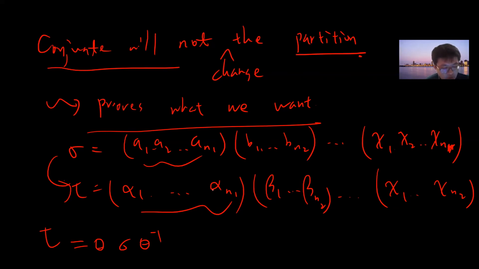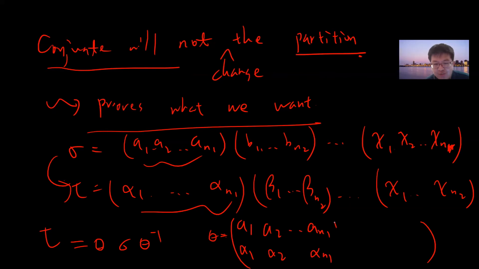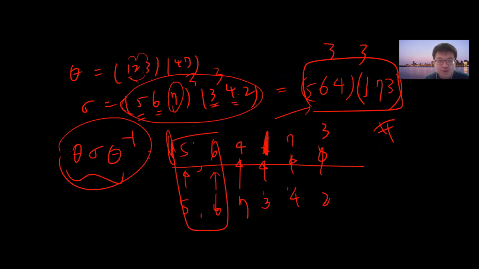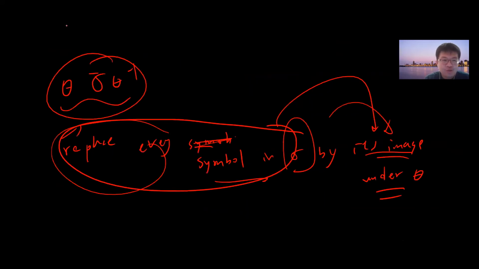So I can find the theta. This is trivial, because by my rule I can just replace every A1 in terms of alpha 1. So the theta is just written as A1 to alpha 1, A2 to alpha 2, A_n1 to alpha n1, B1 to beta 1, up to B_n2 to beta n2. So it's a tautological proof, almost trivial once you understand this algorithm.